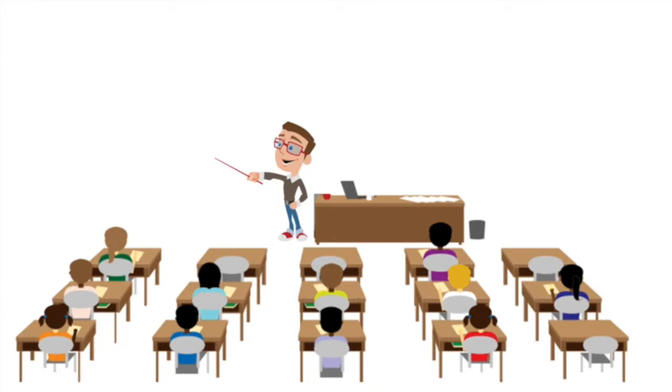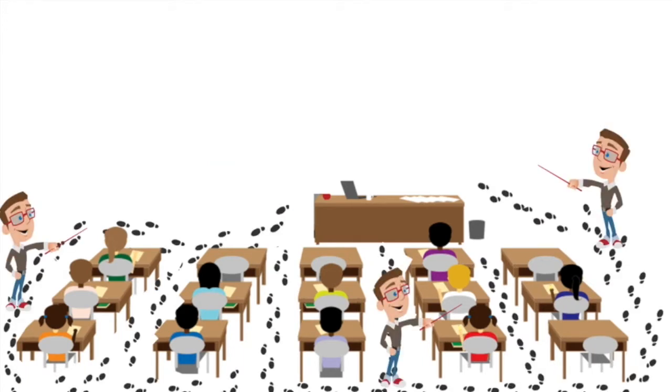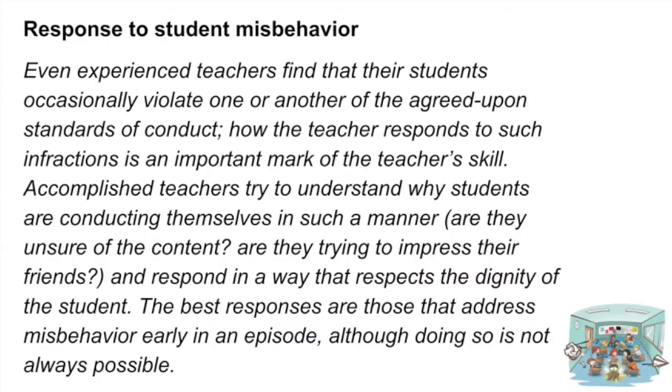Monitoring of student behavior can be tricky if we're anchored to the front of the room. That's why it's important to move and monitor in a way that allows you to remain in tune with what's going on around you, using proxemics, eye contact, and other body language to redirect students. Also addressed in the Danielson framework is how we respond to student misbehavior. We know that even experienced teachers find that their students occasionally violate one or another of the agreed upon standards of conduct, and that how we respond to these infractions is an important mark of our skill.